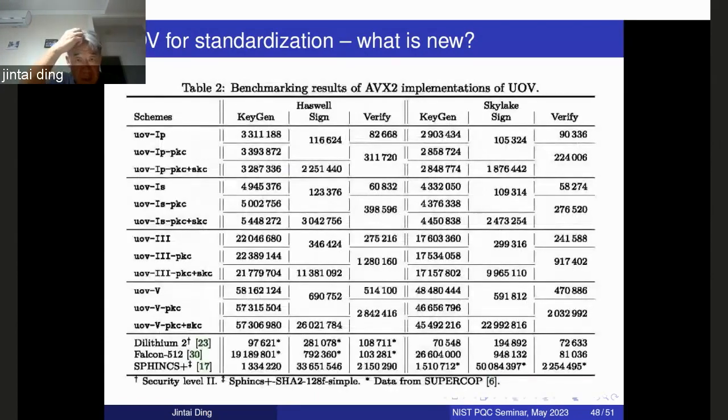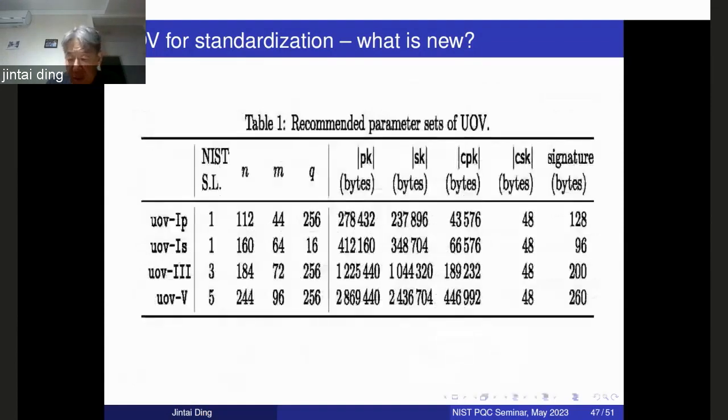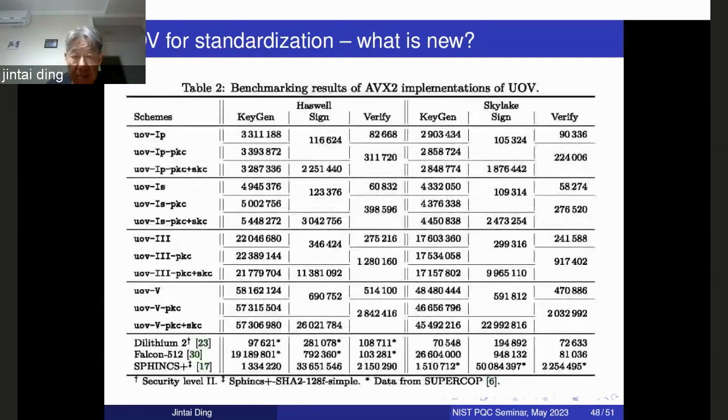Performance-wise, you can see we have very fast signing and verification. It is comparable to, and better than, Dilithium and so on. So these schemes are very computationally efficient for both verification and signing. Again, if you don't compress the key size, then of course Dilithium is much better. So these are the basic designs we intend to submit.